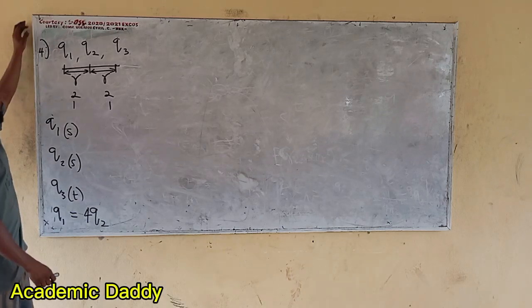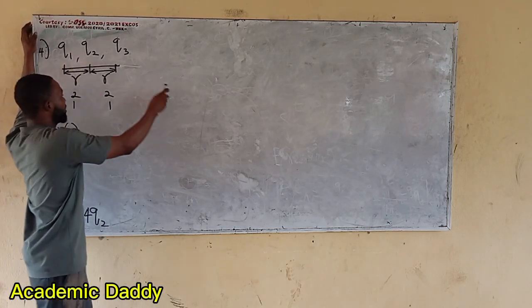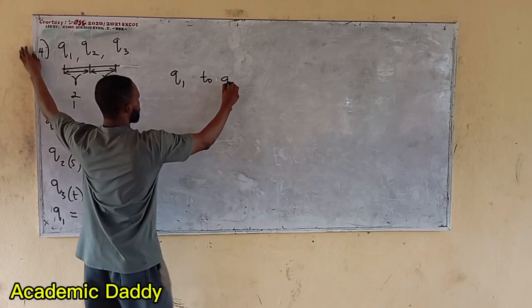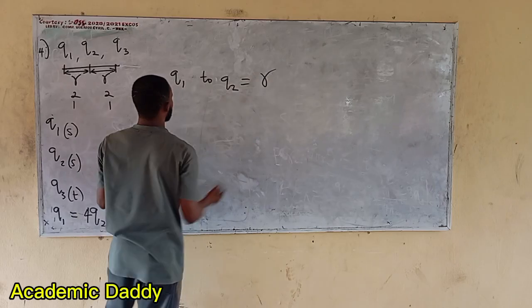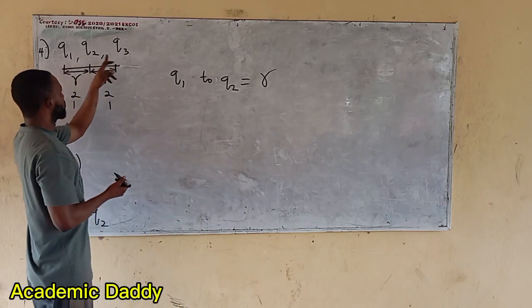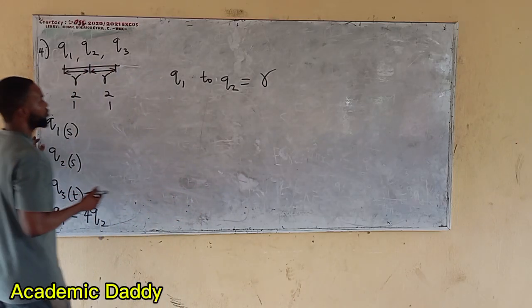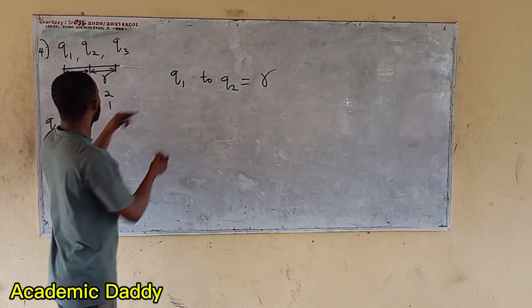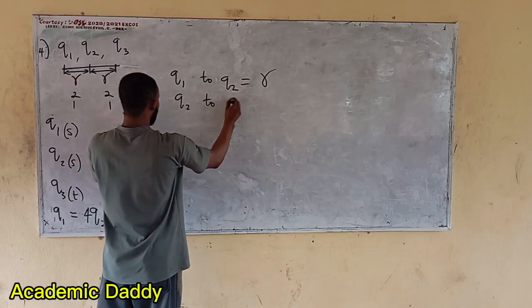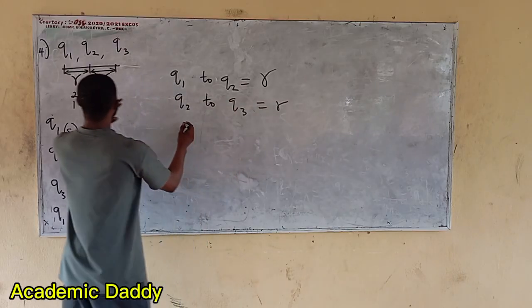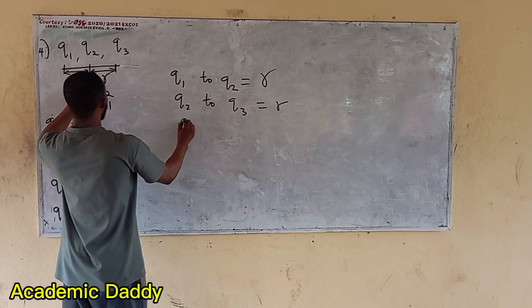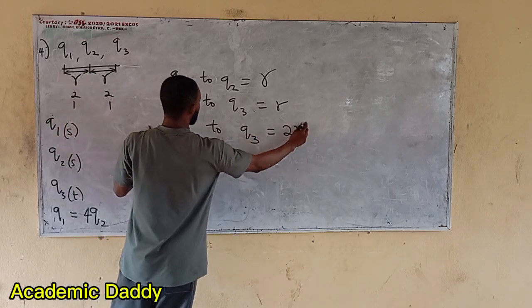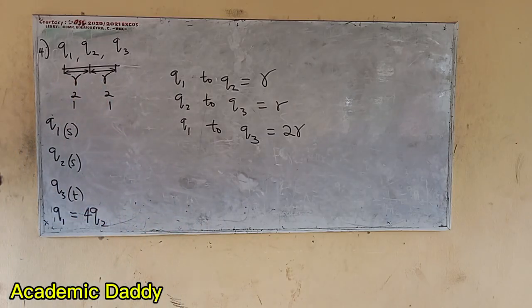So that means Q1 to Q2 is R. Q2 to Q3 is R. Now, Q1 to Q3 becomes 2R. Very important to note this.